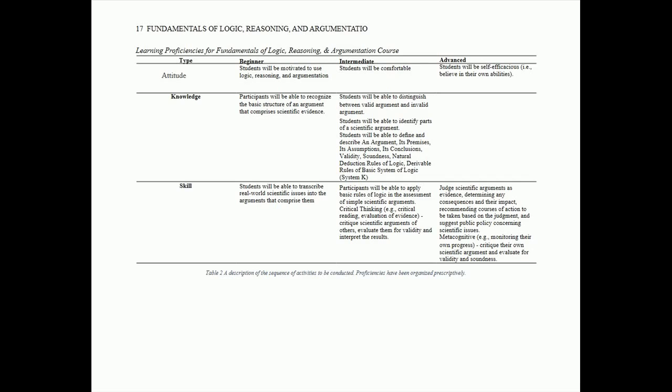The top left cell is the starting point. Attitudes are the foundation for knowledge, and knowledge is the basis for skill acquisition. From left to right, the student's attitudes progress from motivated, to comfortable, to self-efficacious. This course will allow all students to succeed in their learning efforts, and I am eager to have them enroll.